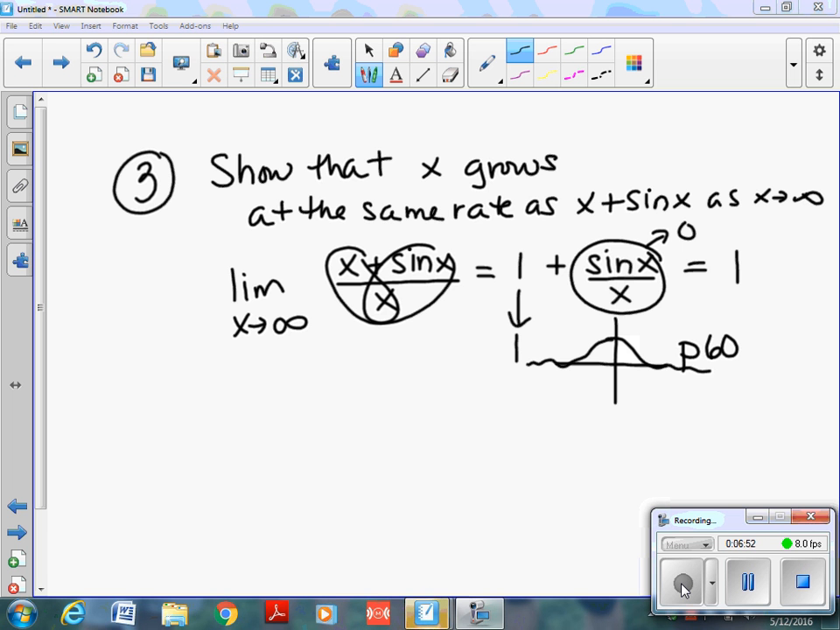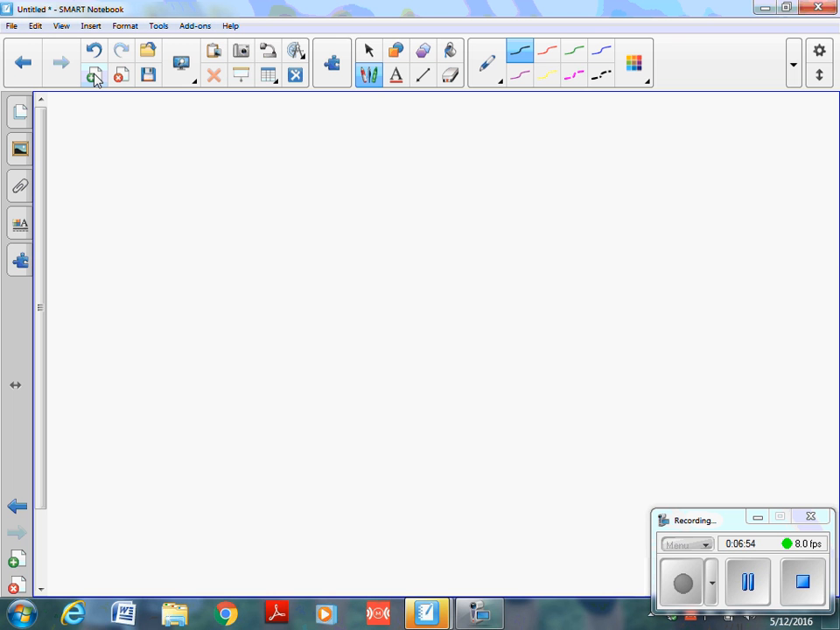Okay, last part. The last part explains the last rule on page 459. I'm just going to write it out.